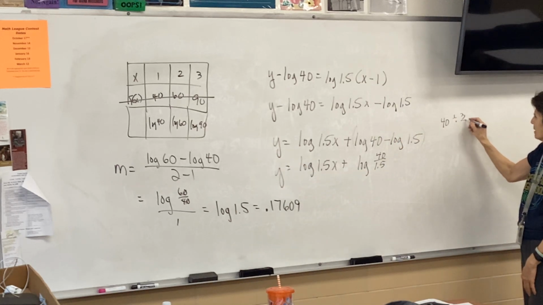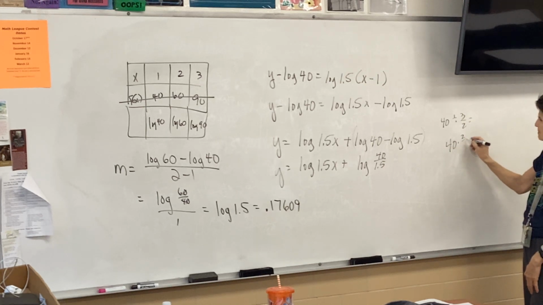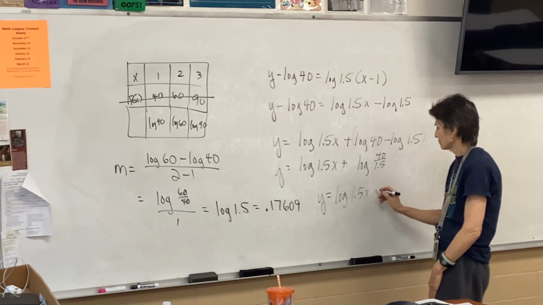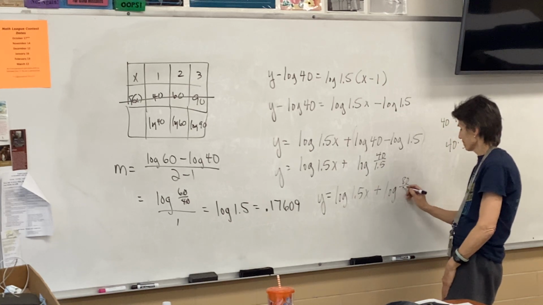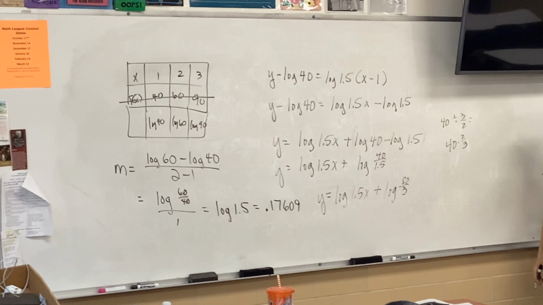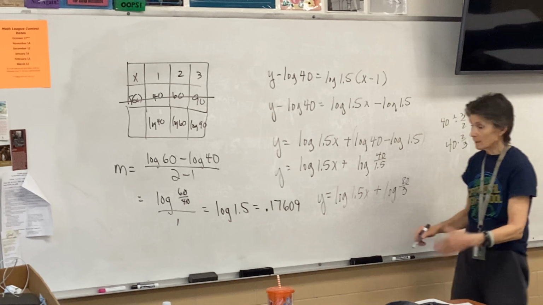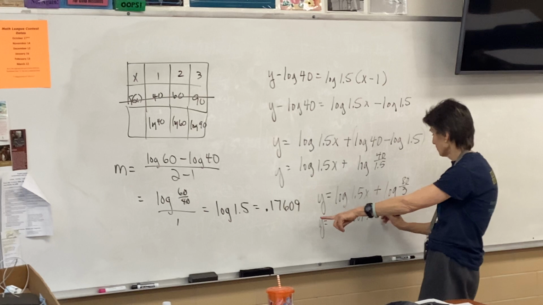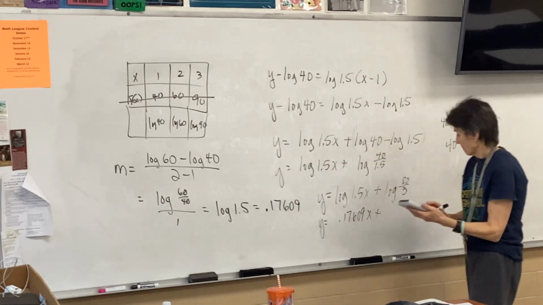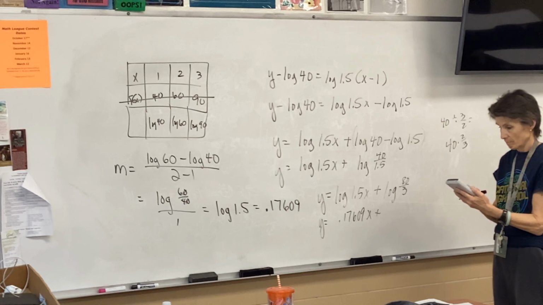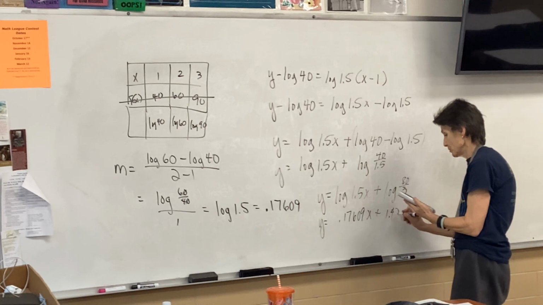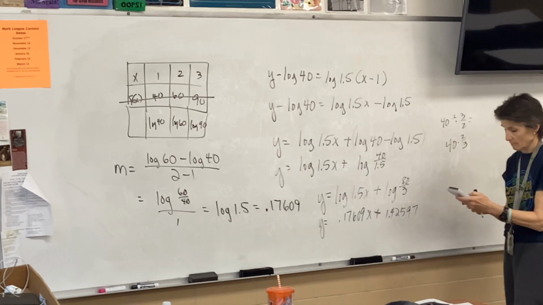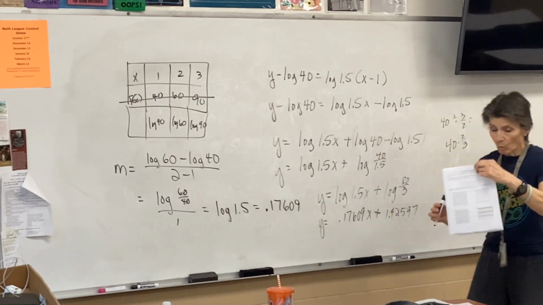That's 40 divided by 3/2, or 40 times 2/3. That's 80 thirds. So in exact form, that is my equation. If we want to have numbers for it, I already did that one: 0.17609x plus 1.42597. Okay, so there's the equation of the line.